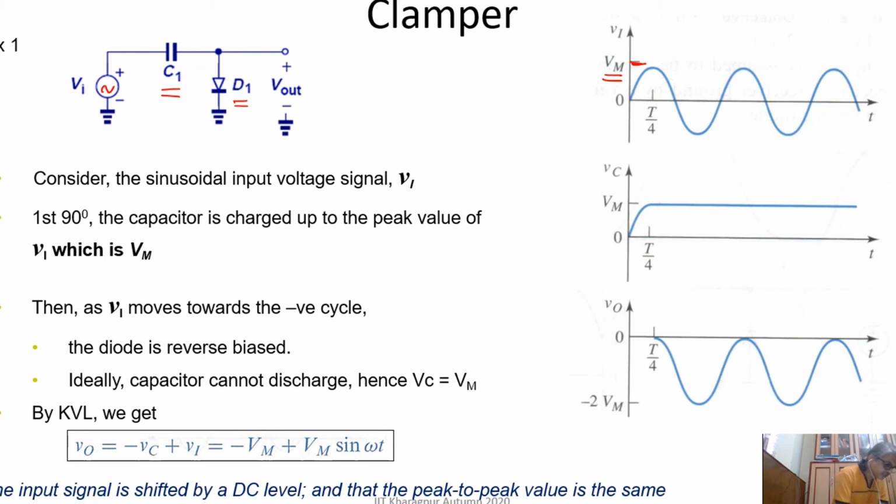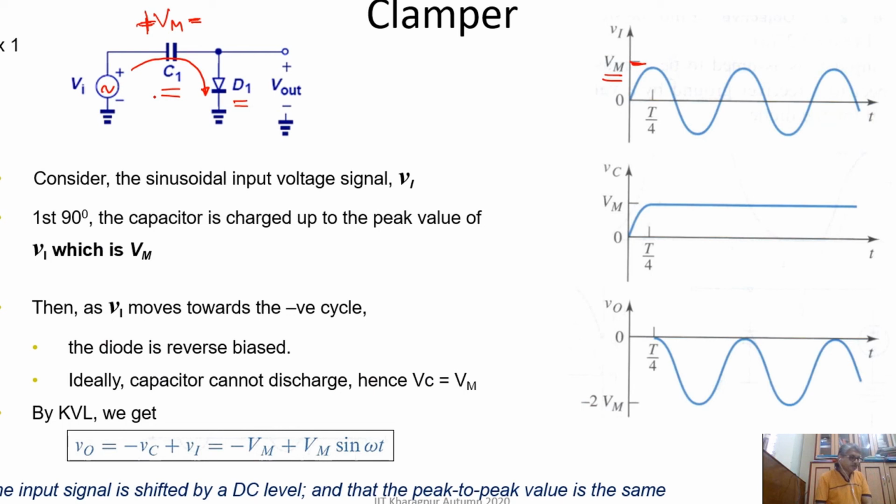A sinusoidal input signal is varying, and this will act as a clamper circuit. How will it act as a clamper circuit? Let me discuss the operation of the circuit. Let's assume the diode is an ideal diode. When the diode is forward biased, the current will flow like this, and it will charge this capacitor. The capacitor will be charged to the maximum or peak voltage Vm. Look at the direction of the current, so the polarity of the capacitor voltage will be like this.